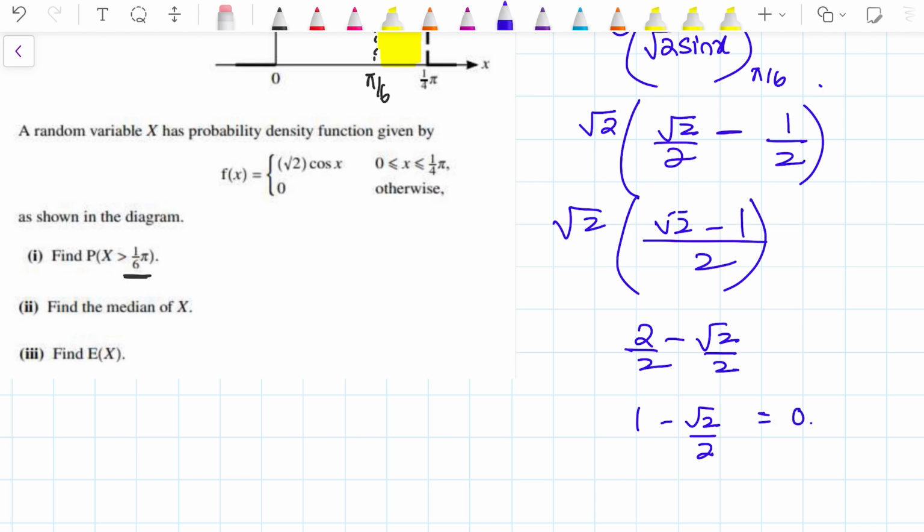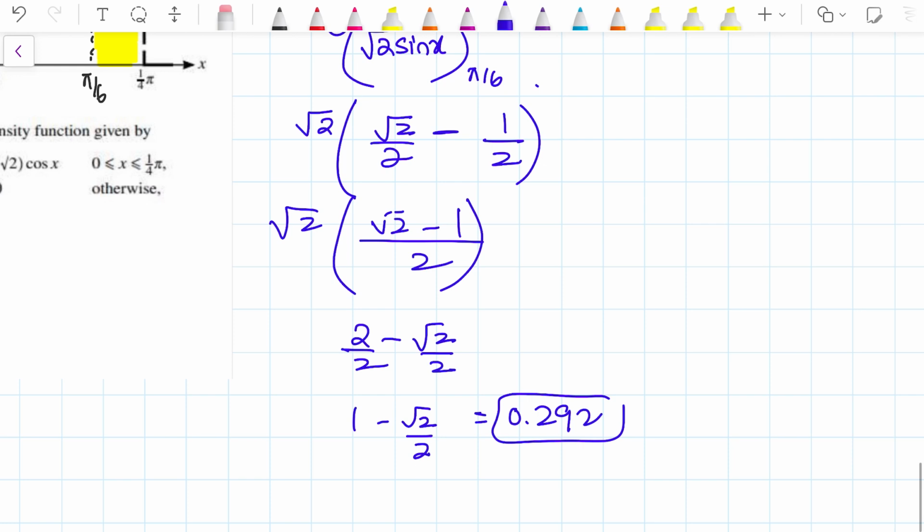Gives you 0.292. Now, let's move on to the second part. The second part says find the median of x.